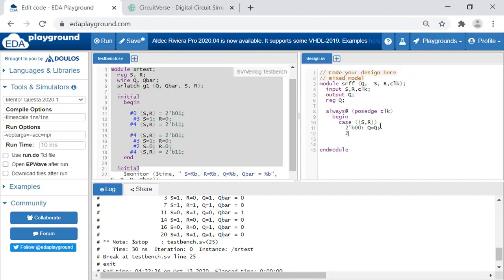2'b01, Q is equal to 0. 2'b10, Q is equal to 1. And 2'b11, what is Q equal to? Q is equal to 1'bx or z. We'll keep it as X. And the last one is default, because that is the syntax for case. Q is equal to 0. And I can give an end to end the begin. End.